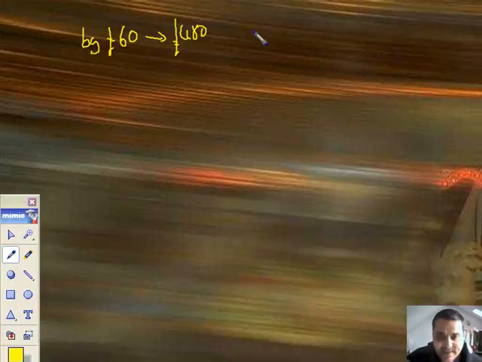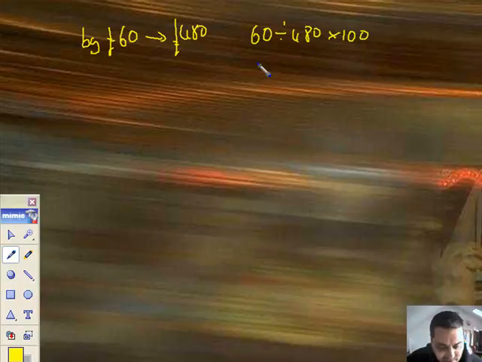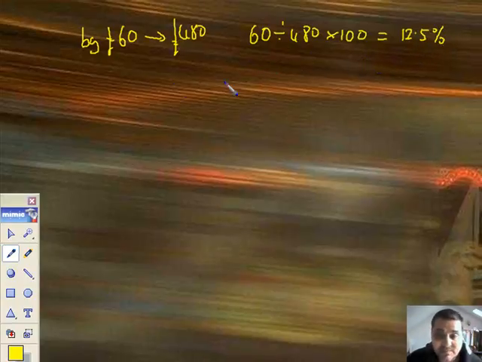It says here that Greg's car insurance has gone up by £60 to £480, alright? And it says Greg works out, he takes his 60, he divides by 480, then he multiplies by 100, and he says the cost has increased by 12.5%. Now, what was his mistake?